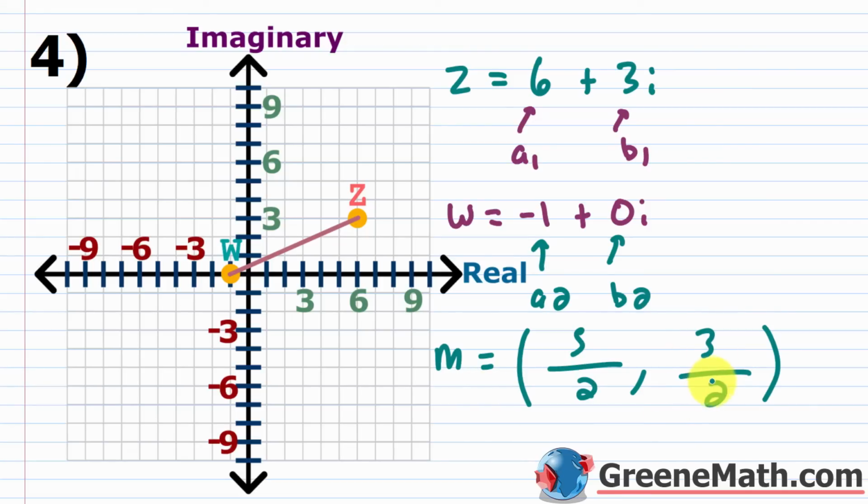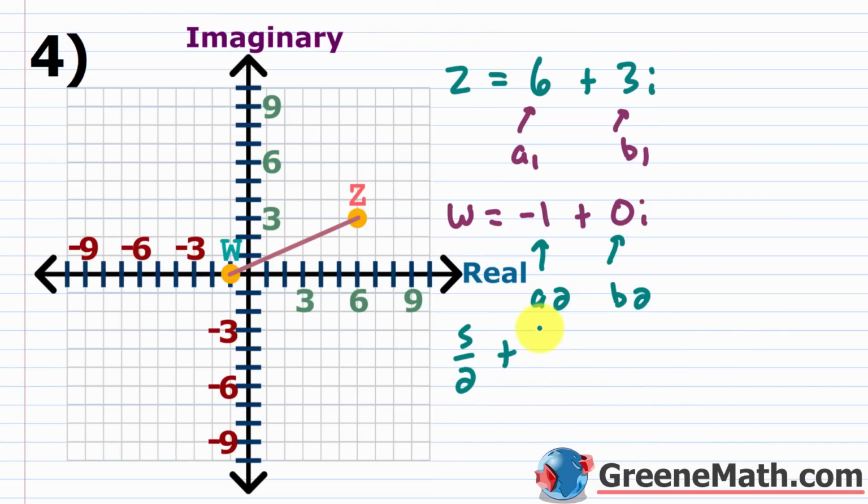So what does this tell me? If I want to write this as a complex number, well, basically I'm going to say that this is 5 halves for the a value, and then plus 3 halves for the b value, and then times i, the imaginary unit. So this right here would represent the midpoint of this line segment.